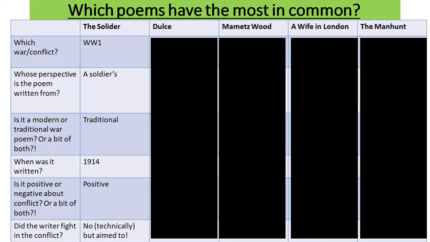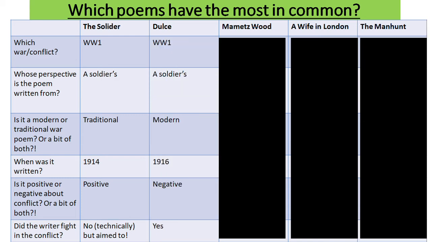Okay, moving on to Dulce. Also World War One. We again have a soldier's perspective. So Dulce and the Soldier are looking quite similar at the minute, aren't they? They've got a lot in common so far. This is where they depart though, because Dulce is definitely a modern war poem, and if you remember, it was almost the start of modern war poetry, the first time we really got a realistic presentation of war. It was written in 1916, so that's the difference two years have made to how people feel about the war.